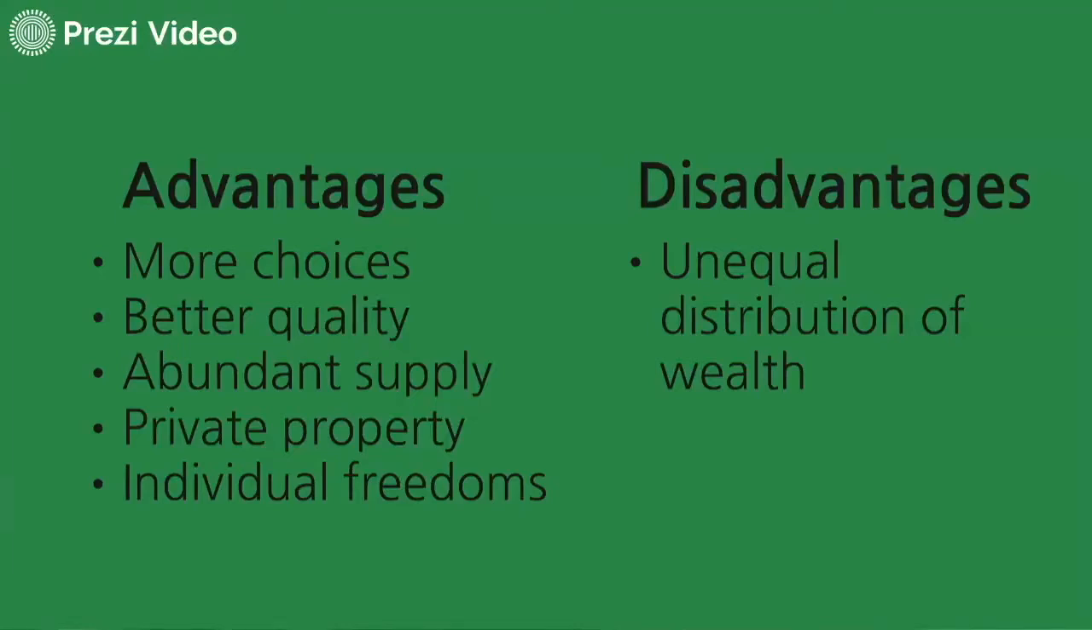Also, there's an abundant supply because all the competitors are producing the same good. We also have the ability to have private property. You can buy your own car. You can buy your own home. You can have your own business. Okay. Individuals have tons of freedom. You can wear whatever hairstyle you want.